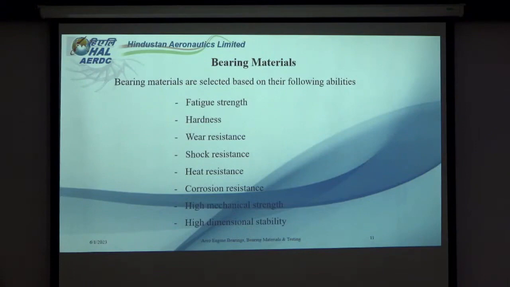Bearing materials, these are all general references, are selected based on high fatigue strength, high hardness, then high wear resistance, shock resistance, heat resistance. For some requirements, shock resistance is needed for bearings subjected to high shock loads. Then heat resistance. Then in some applications very good corrosion resistance is required. Then high mechanical strength and high dimensional stability.